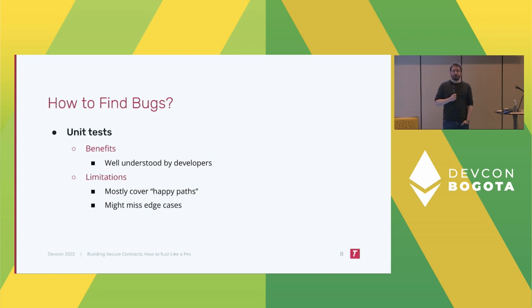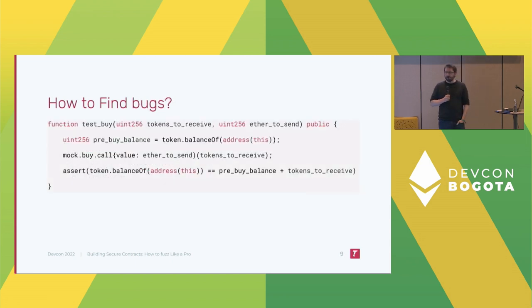The reason, our intuition tells us, is that when you write unit tests, you are going to try to cover the happy path, things that are supposed to happen in the correct execution, while vulnerabilities usually lie in the edge cases, in the things that you haven't considered. This is an example of a unit test.